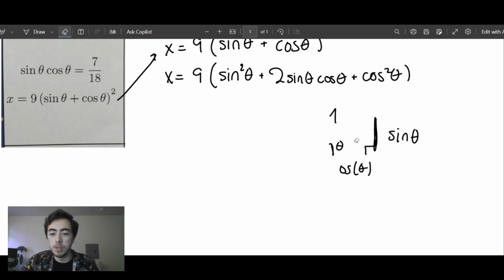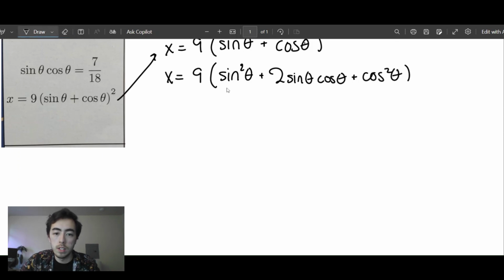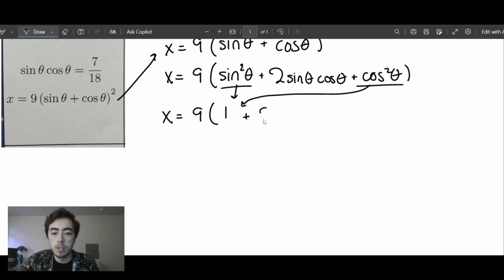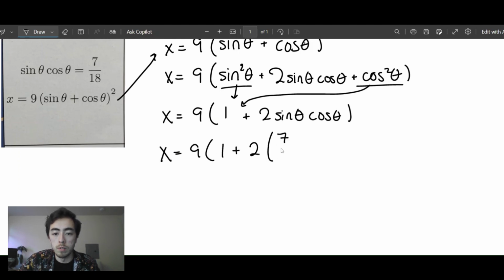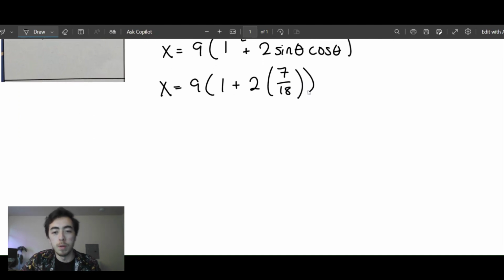There we go. I want to erase this triangle for some room. That sine squared at the start plus the cosine squared at the end, that is just the number 1, which I'll put right here. We're still going to have plus 2 times sine theta cosine theta. And the problem statement tells us that this is 7 over 18. So I can replace that part with 7 over 18. And now it's just an arithmetic problem. And let me close my parenthesis there.